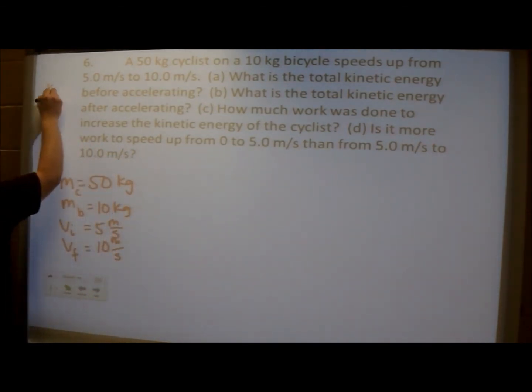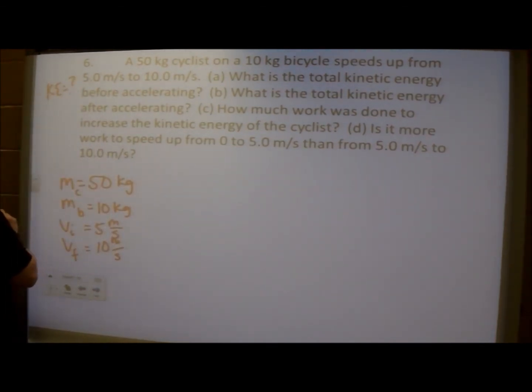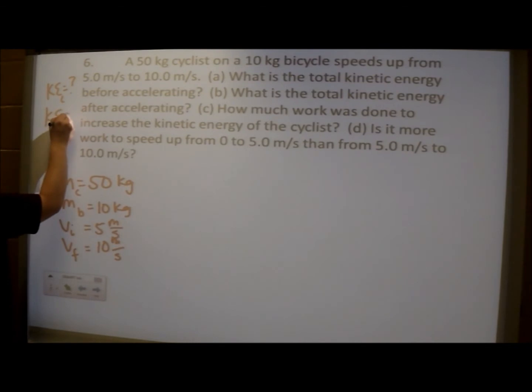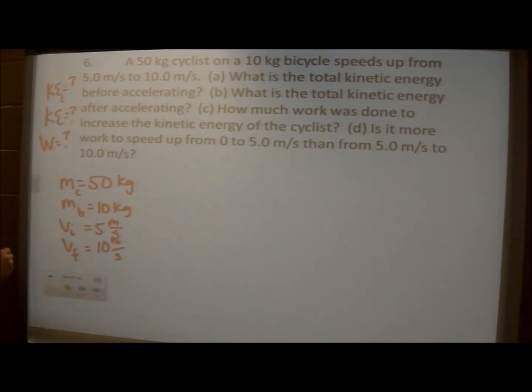Okay, I'm going to write up here: what's the kinetic energy before acceleration? That's initial. Part V says, what is the total kinetic energy? How much work was done? And D says, is it more work to speed up from 0 to 5 or from 5 to 10? We'll deal with that one here in a minute.